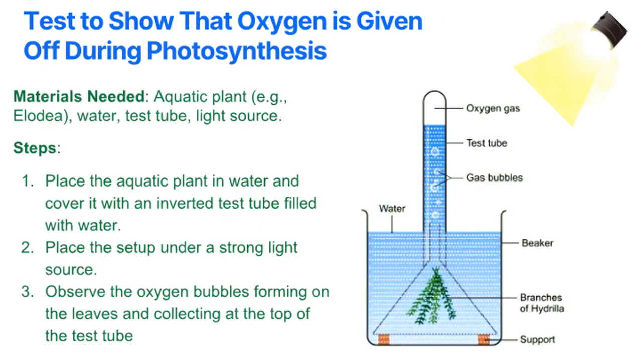In this experiment, we use an aquatic plant and observe the oxygen bubbles forming on the leaves under a strong light source. The steps are as follows. Place the aquatic plant in water and cover it with an inverted test tube filled with water. Place the setup under a strong light source. Observe the oxygen bubbles forming on the leaves and collecting at the top of the test tube. This demonstrates that oxygen is given off during photosynthesis.